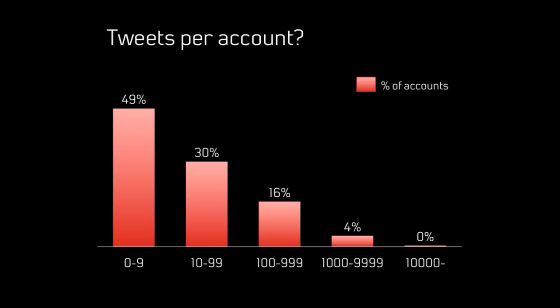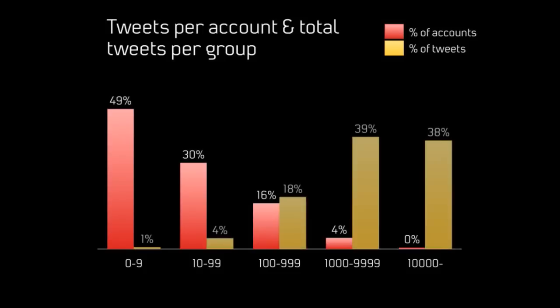But if we multiply the tweets with the number of accounts, we will find that it looks like this. So the 4% who have written more than 1,000 tweets have actually written 40% of the tweets, and the 0 point something percent who have written more than 10,000 tweets have written 38% of the tweets. So some 77% of the tweets are written by accounts with more than 1,000 tweets. So again, it's a very uneven distribution of activity.